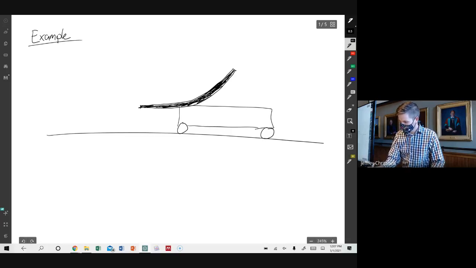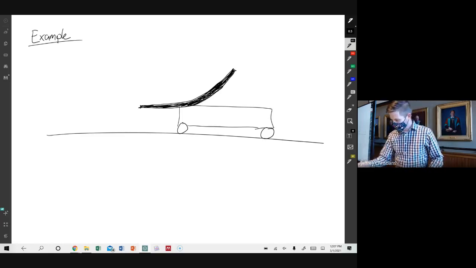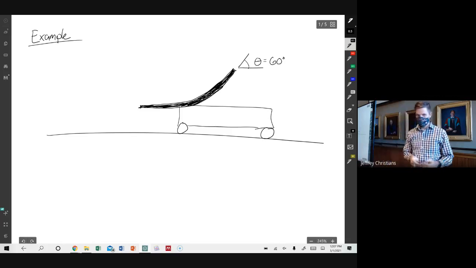Okay, so it's got like a snowplow on the front. Again, I don't know where you would come across exactly this in real life. You wouldn't, but it has a lot of the key features that are going to help us think through this. So our little car, this angle here theta is 60 degrees.